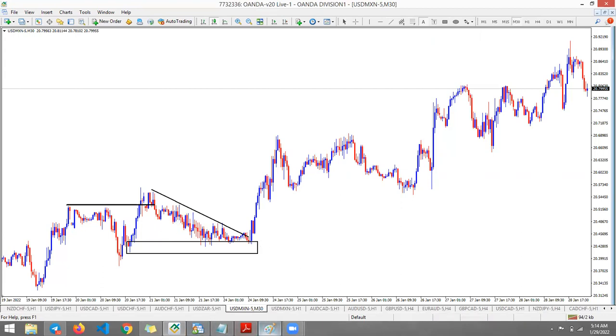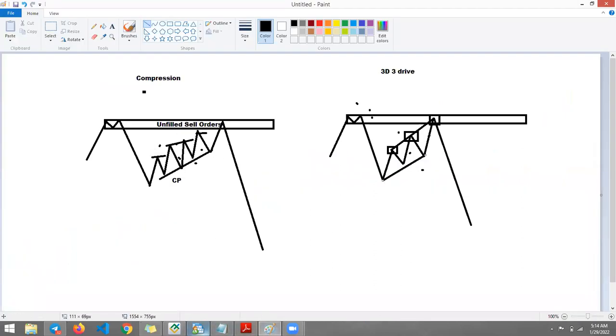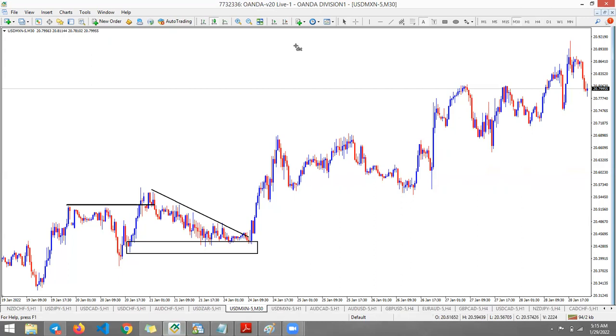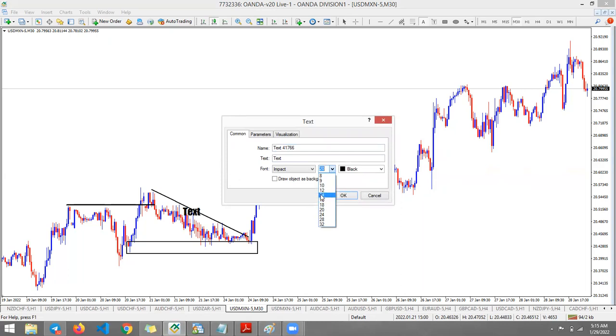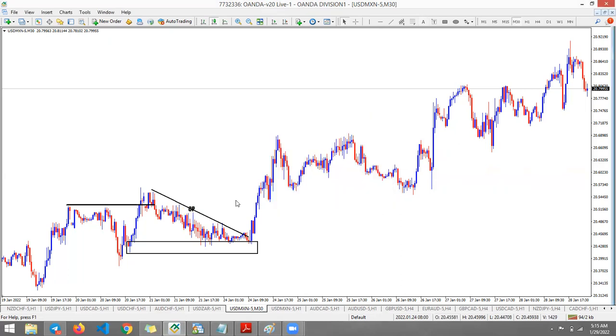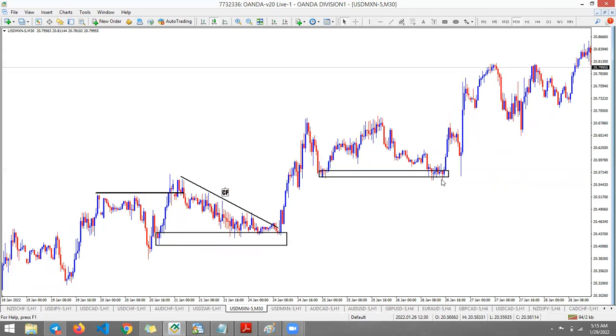That is a typical compression, manipulation at its finest. So this is what we call the compression. CP, I'll denote it as a CP. Whenever I see a CP, prepare yourself for action. So same thing here, you can see we had a decision point, right? I think the decision point that was considered was this one here. So we had something down there.